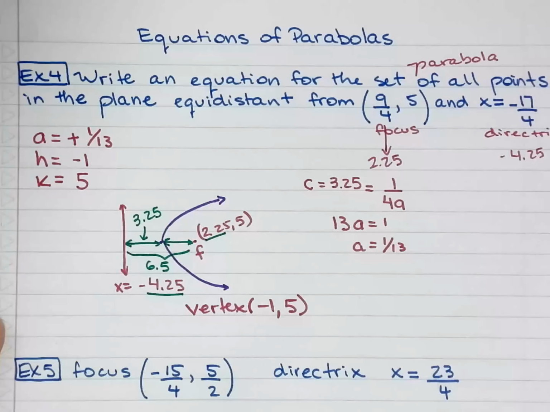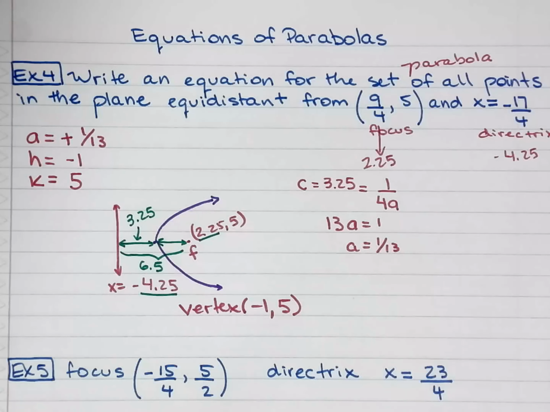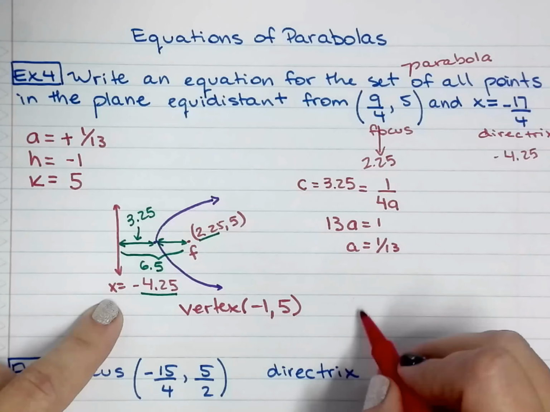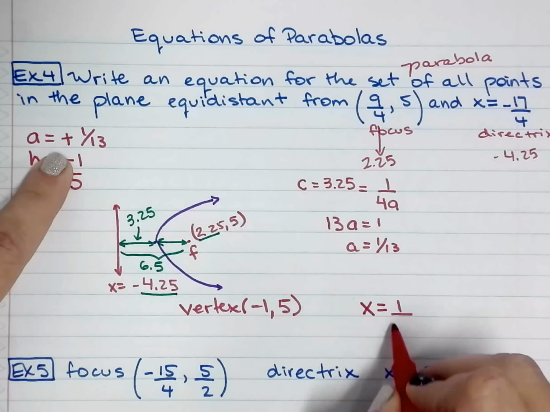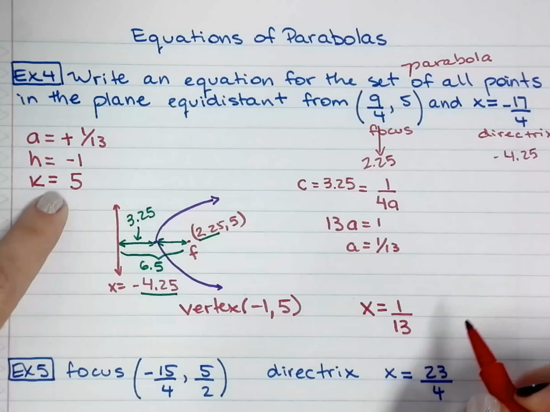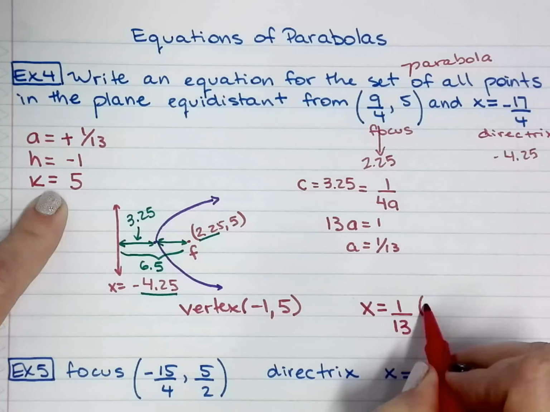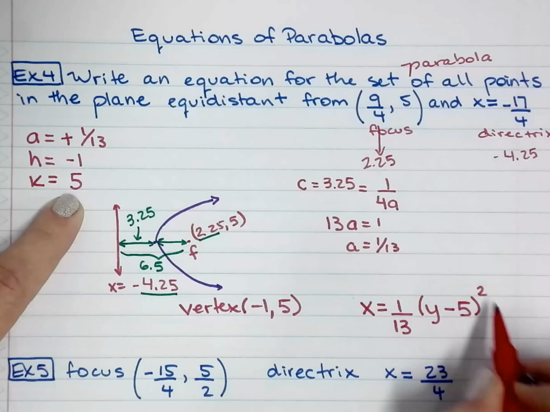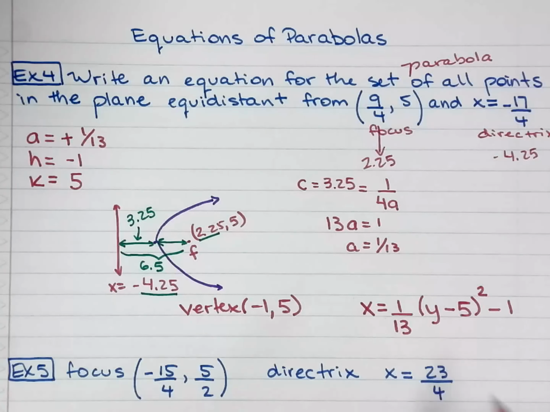It's going to be funny because some of you are going to ask me where the vertex came from, and I'm going to laugh. Okay, so x equals, because it's a sideways parabola, a is positive 1 over 13, (y minus k) squared. So y minus 5, squared, plus h, which is negative 1.